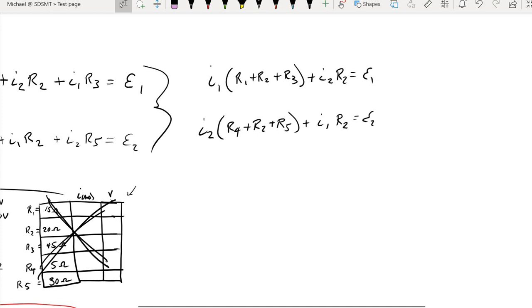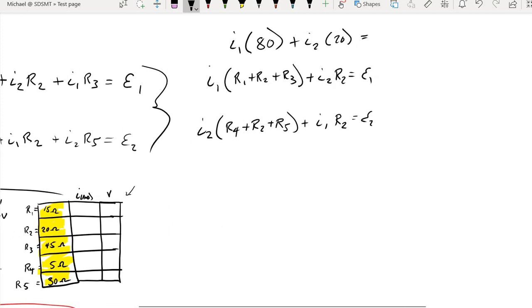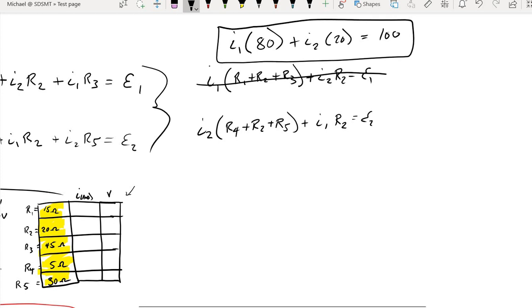And you might be thinking, well, that doesn't look all that much better, except now I'm going to come back to the values of those resistors. Like I said, I want to make my life easier at this point. So let's just put in the resistor values. For the top equation, we have I1 times the combination of resistors 1, 2, and 3. And let's see, 45 and 15 is 60, plus 20 is 80. And then we have I2 times R2, which is 20, equals, and I'll even sneak in the value of E1, which was 100. Alright, so there's our first equation, looking much better.